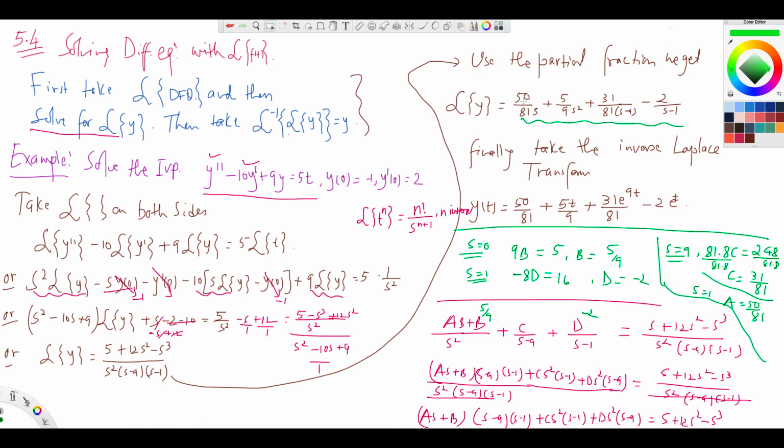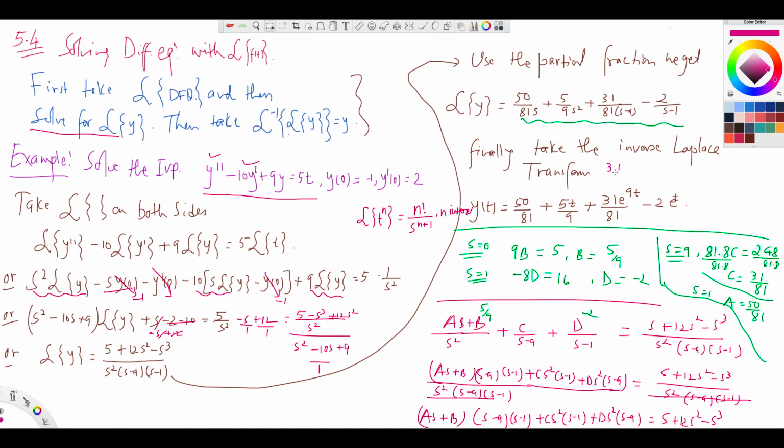So you take the inverse Laplace transform; the left side will be just y(t), right? What you do next is you pull the 50 over 81 out, and the inverse Laplace transform of 1 over s is just 1. So the first term will be 50 over 81. For the second term, you pull the 5 over 9 out; the inverse Laplace transform of 1 over s squared is t, because the Laplace transform of t is 1 over s squared. That's what you get. Similarly here, let us write that down.